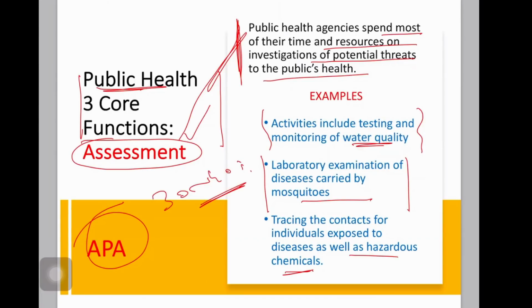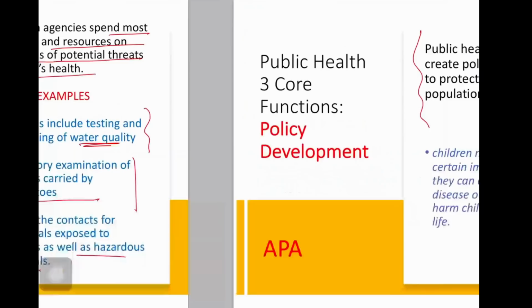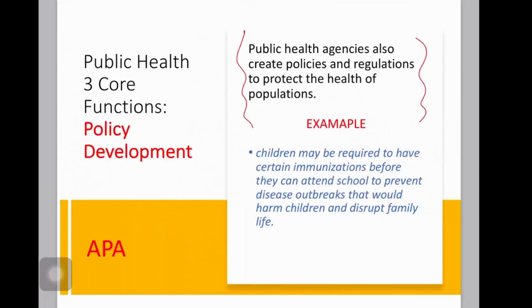When they are done with their assessment and have the initial idea, they go towards policy development. At this point, healthcare agencies create policies and regulations to protect the health of the population. For example, if they got an idea from the water or from mosquitoes and the disease progressing, they can say that children may be required to have certain immunizations before they can attend school, to prevent a disease outbreak that would harm the children.